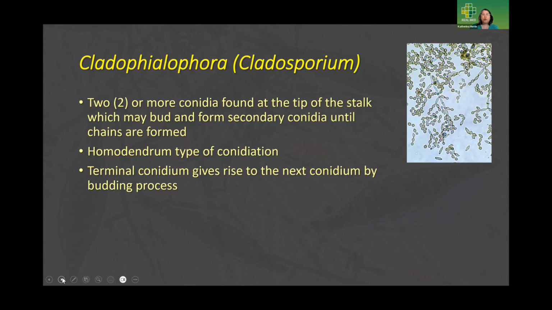Cladophialophora or Cladosporium have 2 or more conidia found at the tip of the stalk, which may bud and form secondary conidia until chains are formed. This is a cladosporium type of conidiation. The terminal conidium gives rise to the next conidium by a budding process.